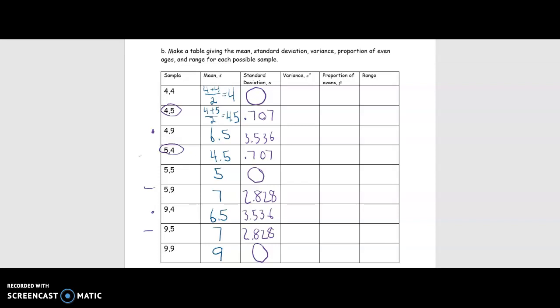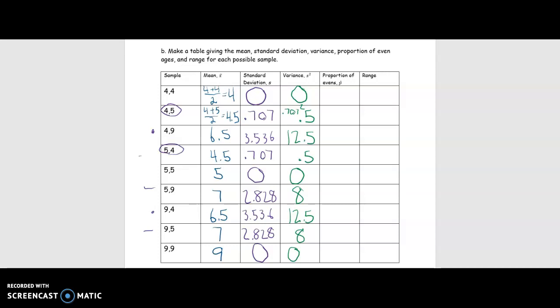Now to get the variance, you're just going to square your answers from the standard deviation column. Go ahead, fill those in, and check your answers. Your answers for variance down the column are as follows: 0, 0.5, 12.5, 0.5, 0, 8, 12.5, 8, and 0.